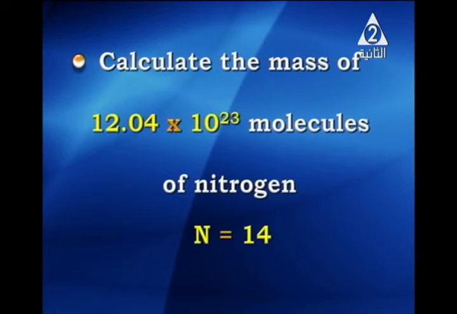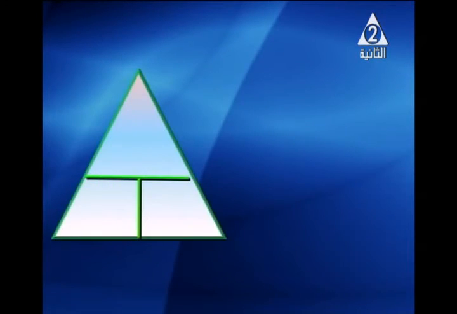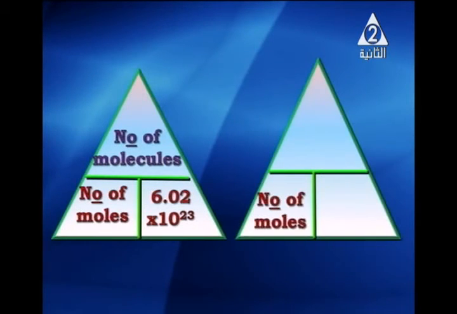For example, calculate the mass of 12.04 times 10 to the power 23 molecules of nitrogen, where the atomic mass of nitrogen equals 14. Solution. Here, my dear student, we have the number of molecules divided by 6.02 times 10 to the power 23 gives the number of moles. Then multiply the number of moles by the molar mass you are going to calculate, and we can get the mass of the substance.